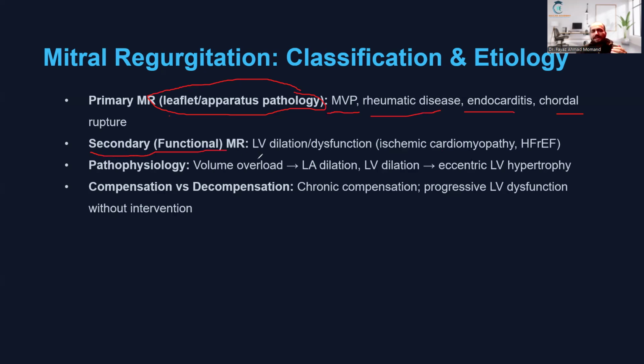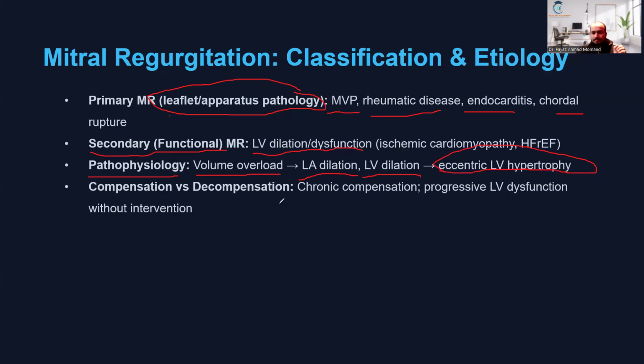Secondary or functional regurgitation happens if there is left ventricular dilatation, such as in ischemic myopathies or cardiomyopathies or heart failure with reduced ejection fraction. Pathophysiology: volume overload on the left atrium. This causes dilatation of the left atrium and eventually the left ventricle becomes dilated. The left ventricle hypertrophy is eccentric.